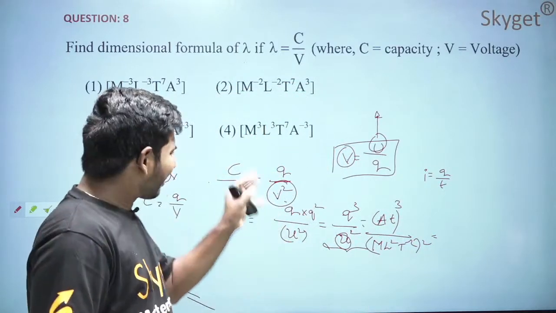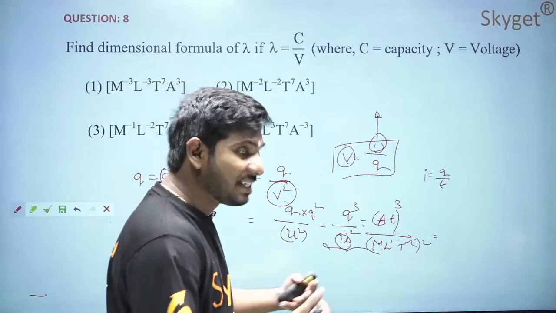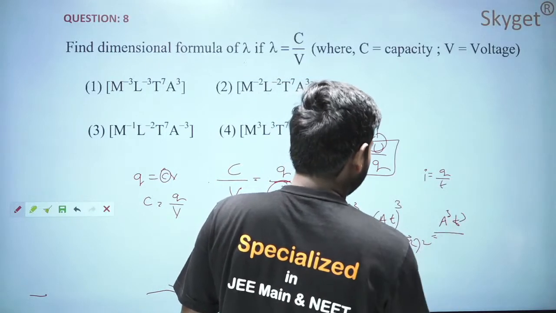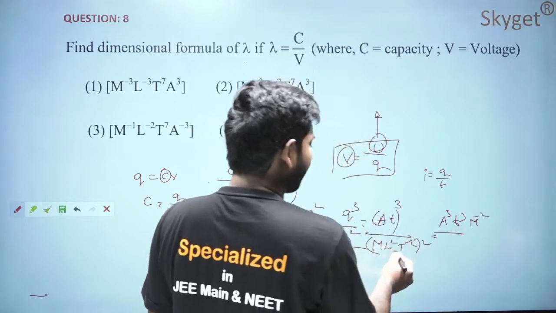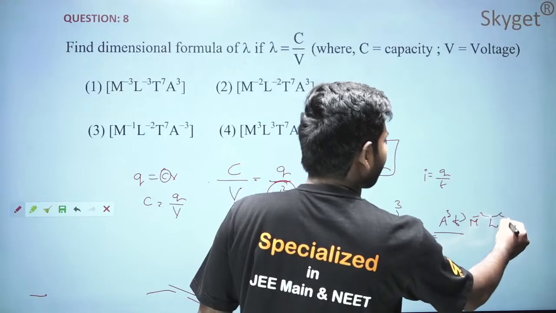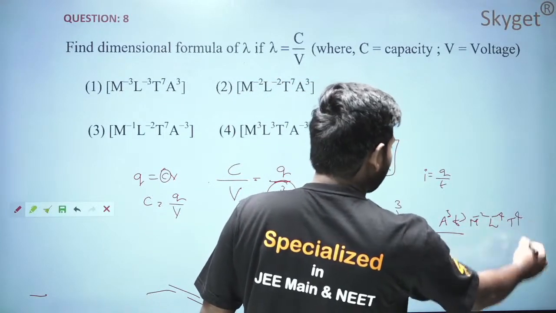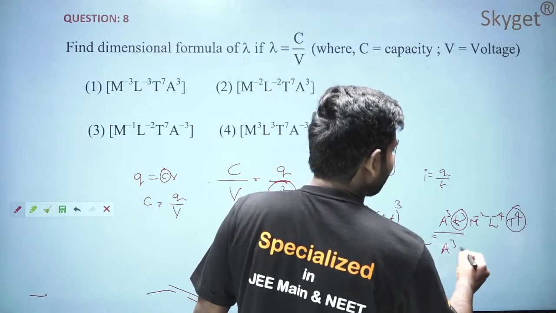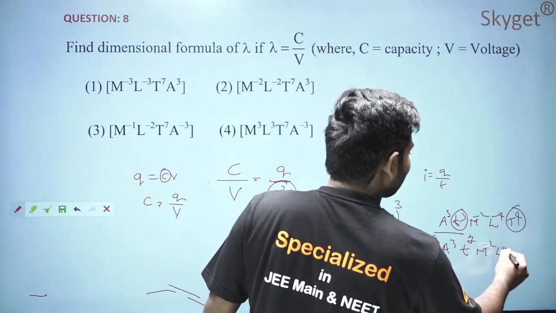So what did I do? I tried to simplify into the terms that I know very fundamentally. So A cube T cube divided by this will become M square. When it goes to the top, it will become M power minus 2. L square, L power 4, when it goes to the top, becomes L power minus 4. T power minus 4, when it goes to the top, becomes T power 4. So A cube T power 7 M inverse 2 L inverse 4.